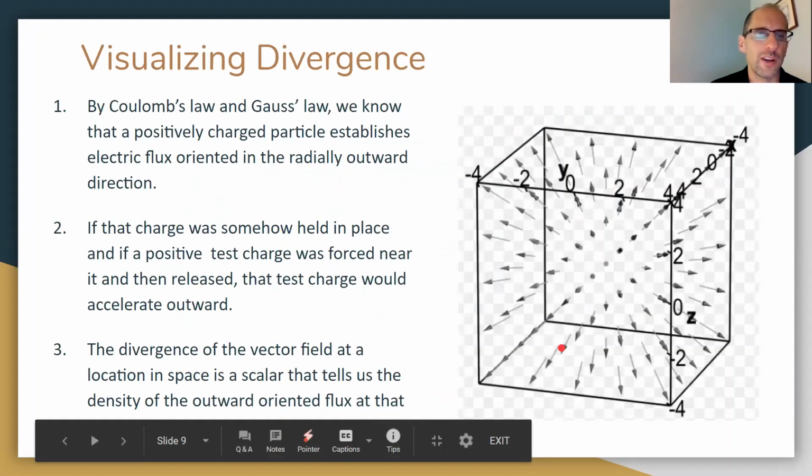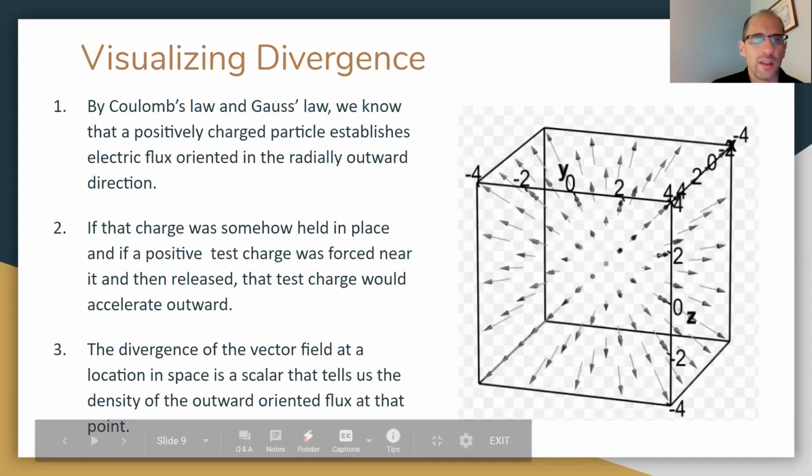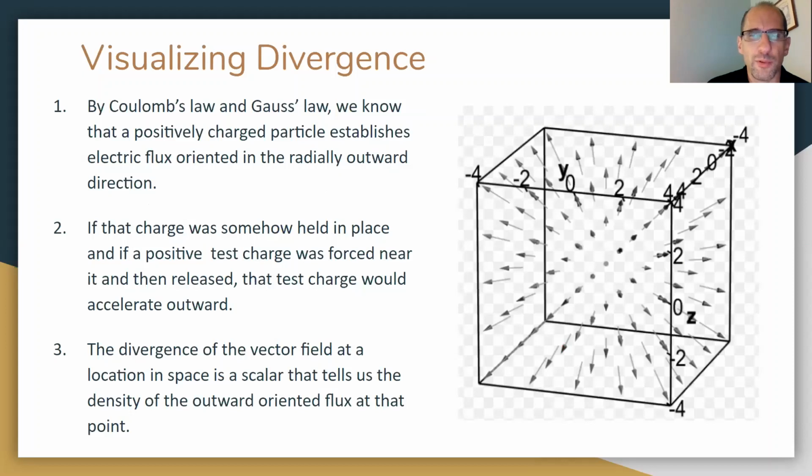So to visualize divergence, this is an important thing. We need to be able to visualize divergence. Sometimes people have a little bit of trouble with this. Divergence is a scalar, but it's a dot product.